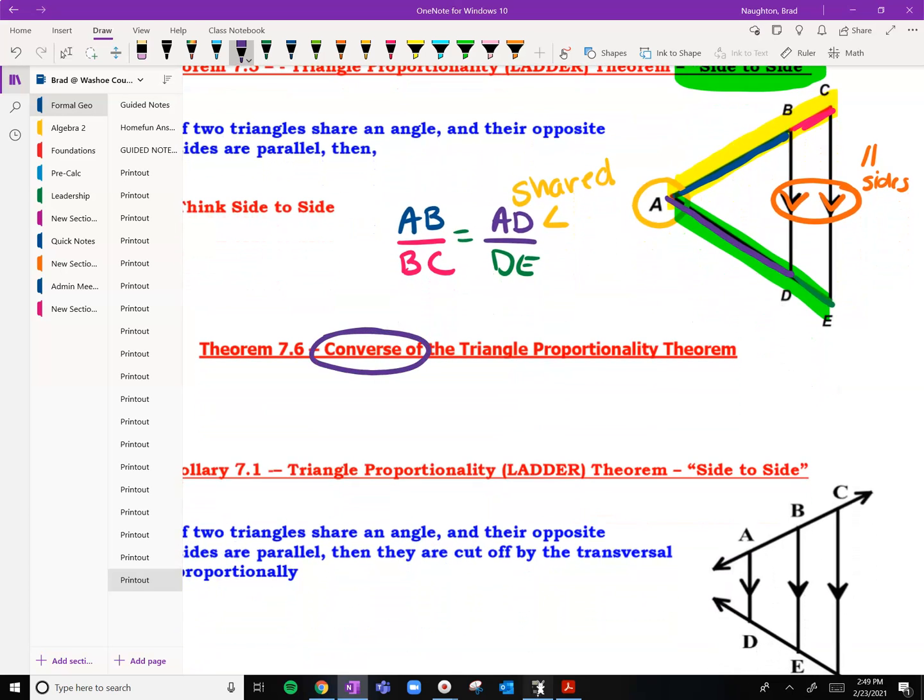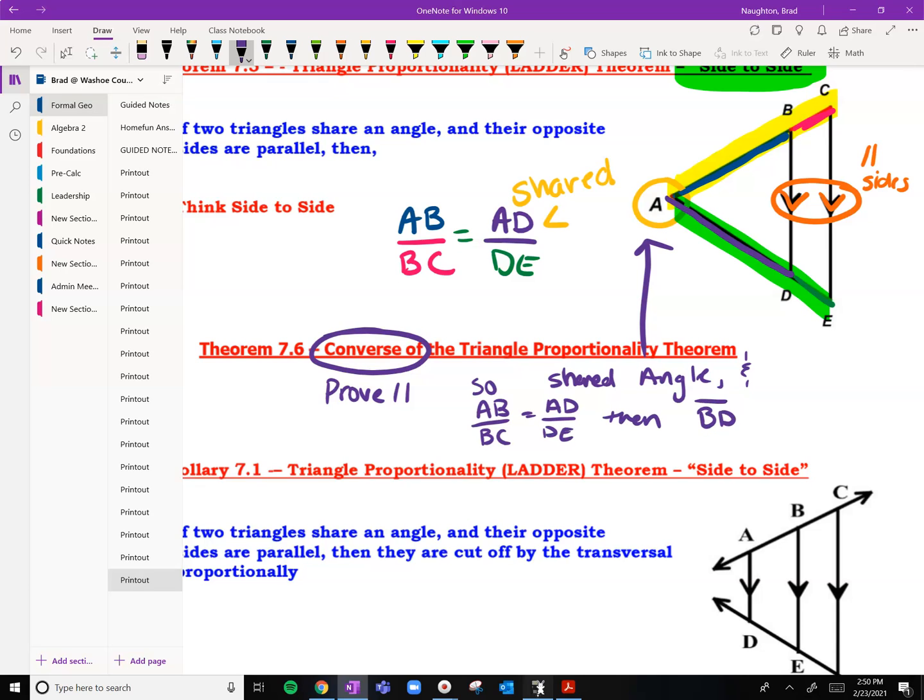Now, this is kind of blank, and the idea is that it's the converse. Remember, converse, we usually use that to prove parallel. So what that says is, if there's a shared angle, and we have the same relationship that we listed above, that AB is to BC and that AD is to DE, then we can say that BD is parallel to CE. So again, converse usually means to prove parallel, and that's what we did here.